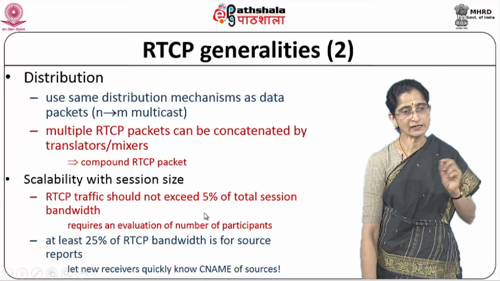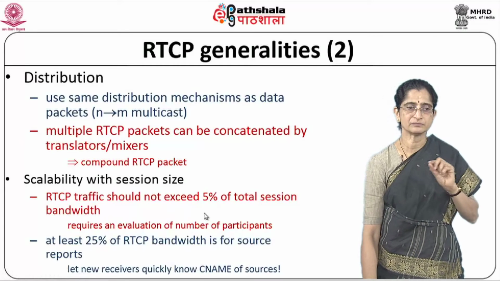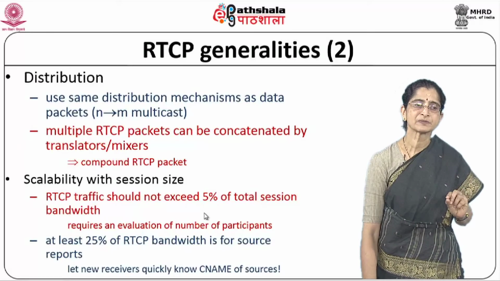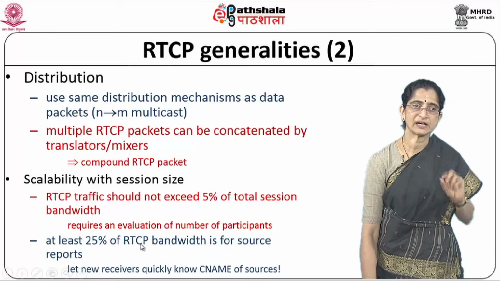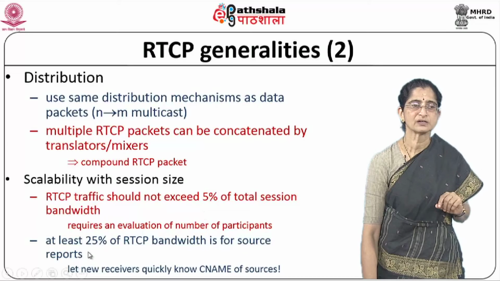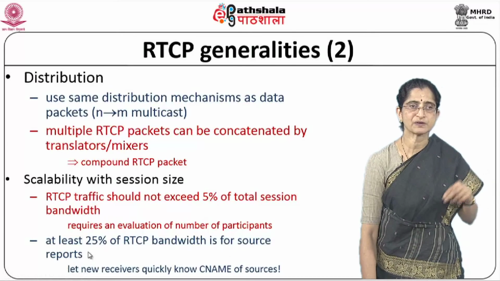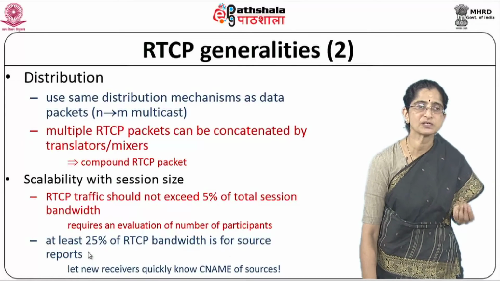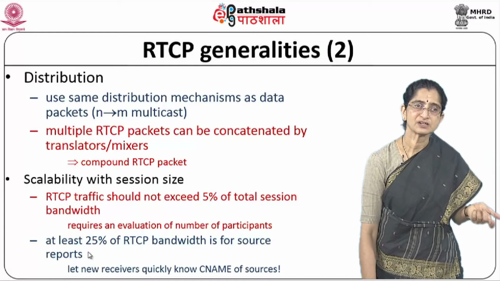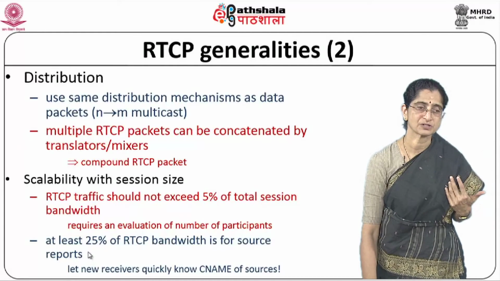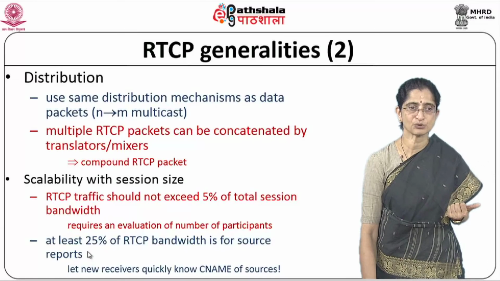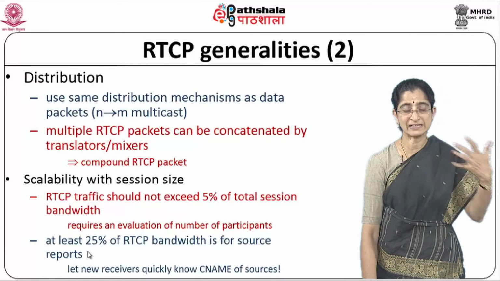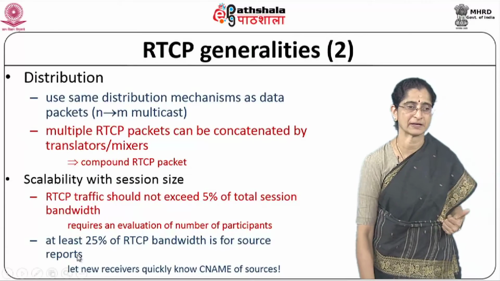Okay. And out of this 5% that is allotted for RTCP, at least 25% of that is for source reports. Okay. Now why should this be done? Because whenever a receiver, for instance a new receiver, joins, he should know who the source is, right, who is the one sending these reports. So, he should know what the CNAME of the sources is, which are sending the RTP packets.